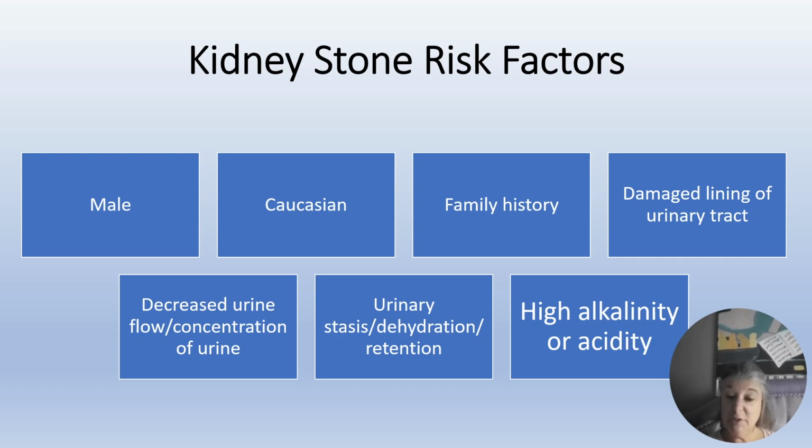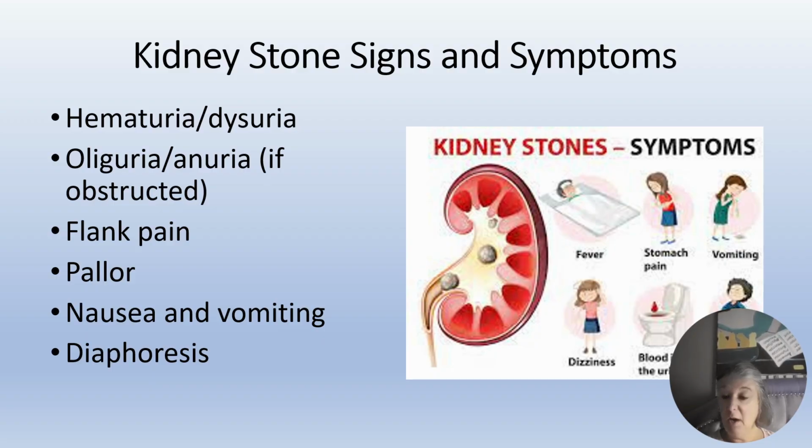Decreased urine flow, concentration of urine. This is our BPH people, older people. Urinary stasis, dehydration, also our older people. And then anything that results in high alkalinity or acidity can go either way. Anytime something like that is off, whether we have acidosis or alkalosis, you can end up with accumulation because the body's not working right.